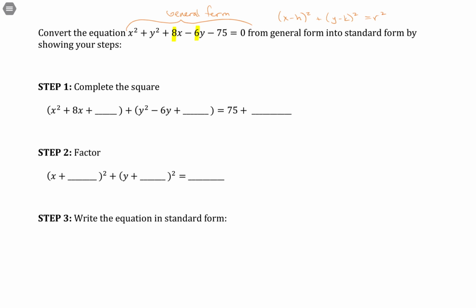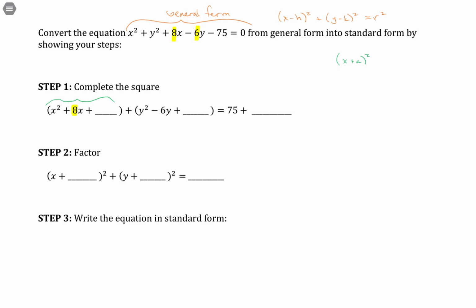And if you'll notice, the problem has already gone ahead and done that. We've also moved the constant to the other side of the equation. That's already taken care of as well. What we have to determine is what value is going to complete the square in x. So what do I need to do to 8 to figure out what makes this group a perfect square trinomial? And a perfect square trinomial is going to look something like (x plus a) squared.